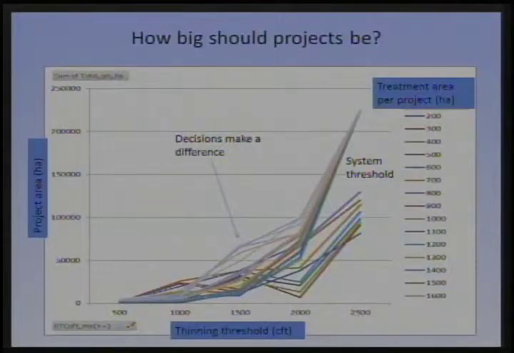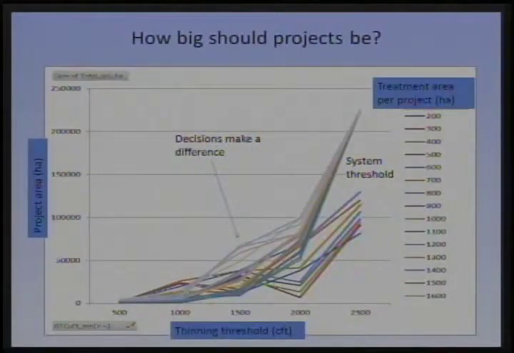So in other words, it's hard to see with all the colors, but say for instance, if you have the capital or administrative capacity to treat 700 hectares, you're on a line in here. If your minimum thinning volume is 1,500 cubic feet per stand, that is going to generate a 50,000 hectare project, and you can't achieve it with less.